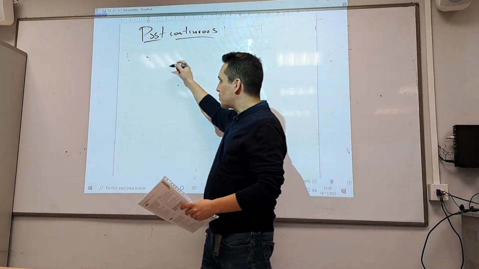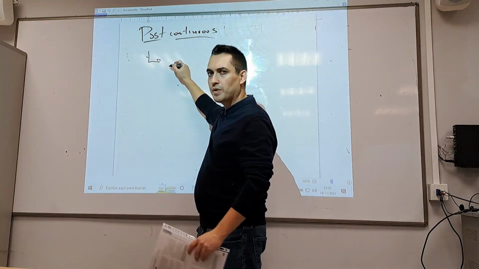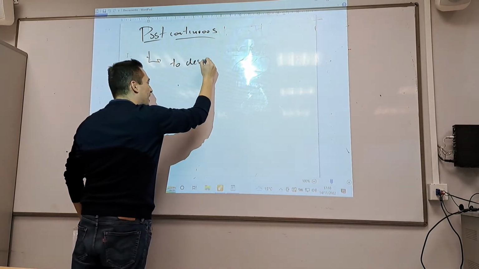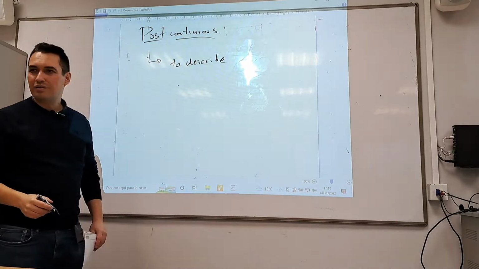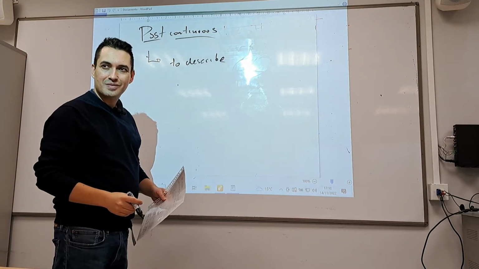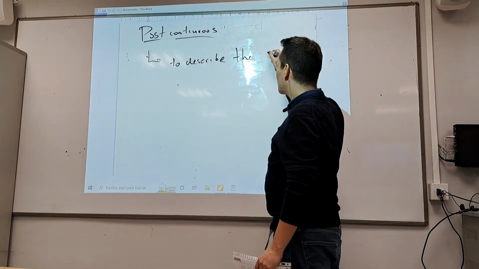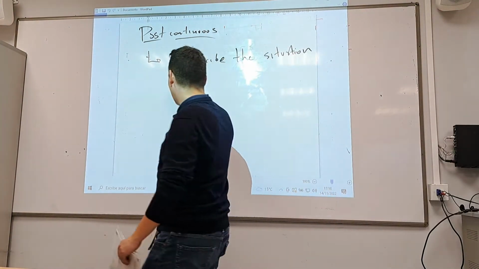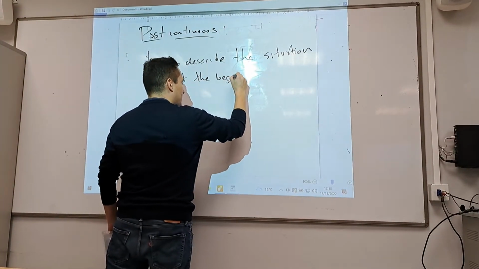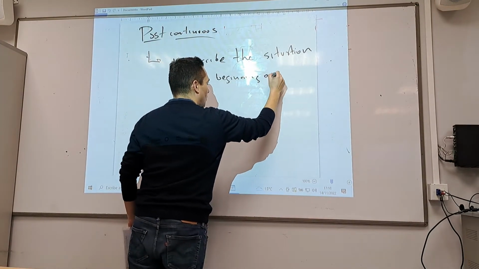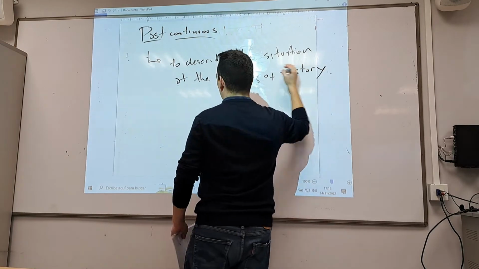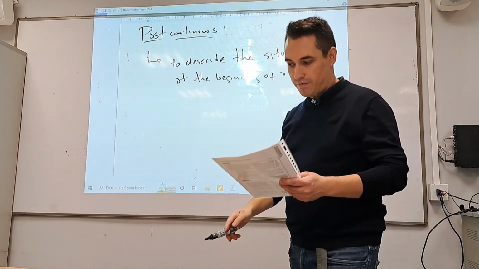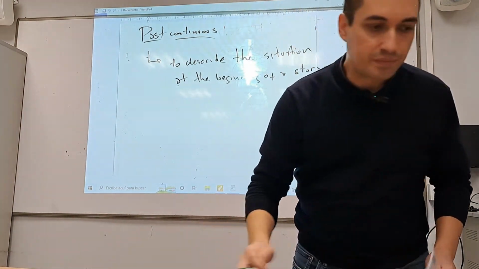Next one. What is the other use of the past continuous that we just did before? Había dos usos. El otro era to describe what? The situation. Very good. To describe the situation, when? Very good. At the beginning of a story. To explain or to describe the situation at the beginning of a story. Very good. So now I'll tell you a story.